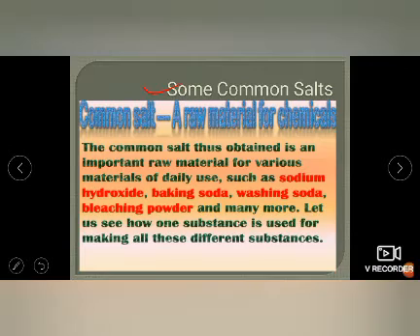And common salt is known as table salt also. It is a raw material for chemicals. The common salt thus obtained is an important raw material for various materials in daily life, that is sodium hydroxide, baking soda, washing soda, bleaching powder, and one by one we are going to study all these.